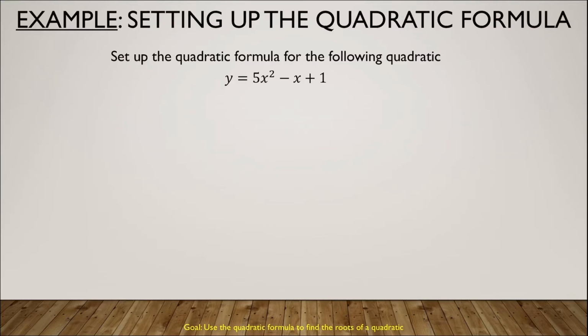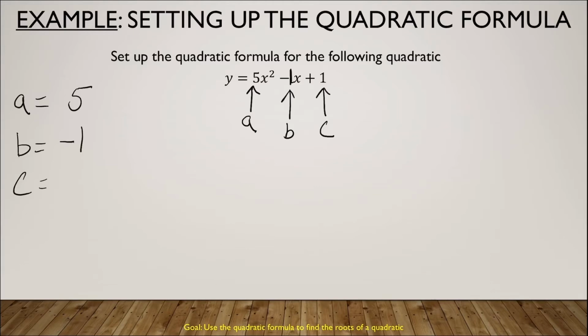Alright, let's talk about setting up the quadratic formula. To set up the quadratic formula, I need to identify my a, my b, and my c. You should have practice with this because we have learned how to factor using this a, b, and c. So I'm going to look through my equation. I have my a. Where's my b? It's the number in front of the x term. Remember, if there's nothing there, it's a 1. And then my c. So a is 5, b is -1, and c is 1.